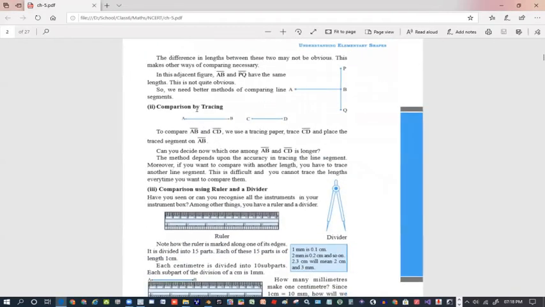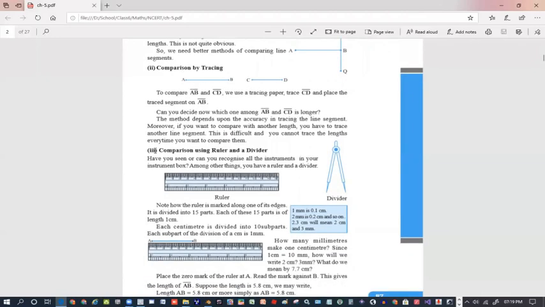Next is comparison by tracing. On a copy, if you have drawn a line, you can get a trace paper, that is oily paper, which you can see through. So you draw it on that oily paper or tracing paper, and bring it to another copy or another line, and you can put it on that line to compare which is bigger, which is smaller, or if both are equal or not. So that is another way to compare two lines, by tracing it.